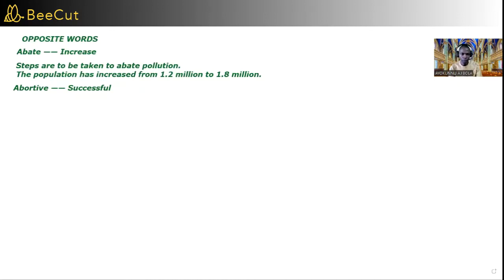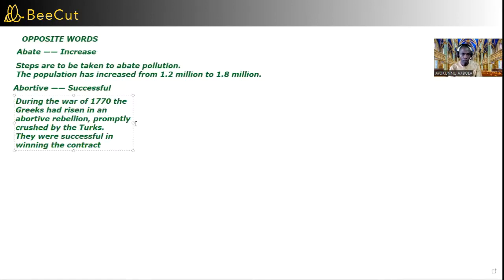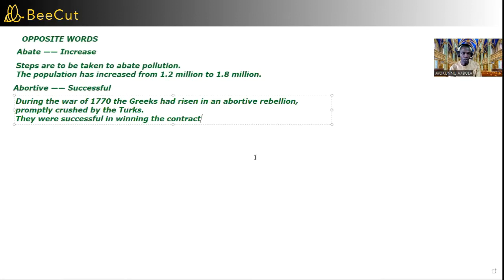They were successful when. So Tracy and Adrian, can you hear me? Let me know. So these are sentences to use abortive and successful in a sentence.